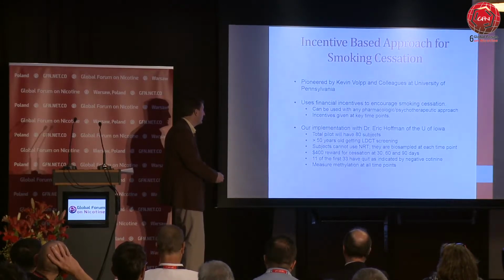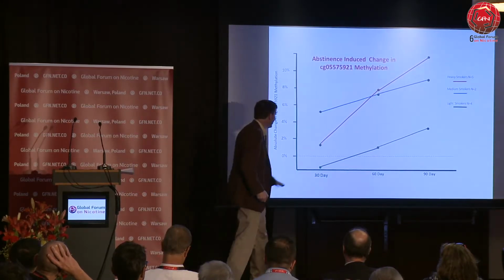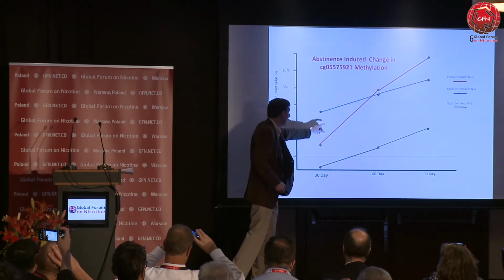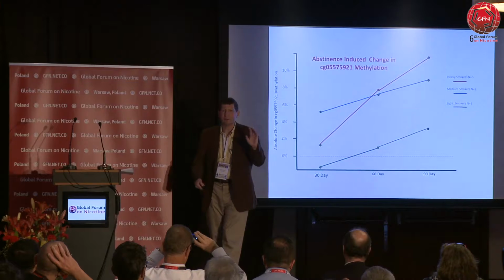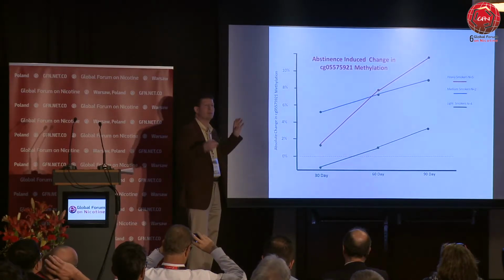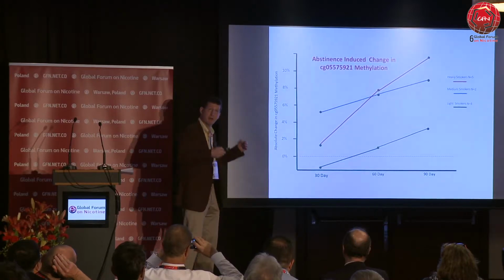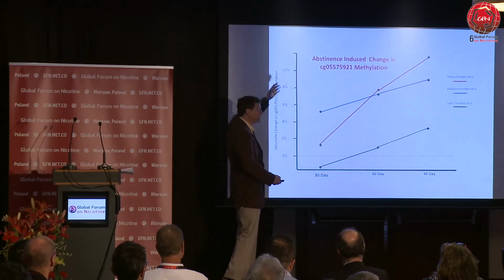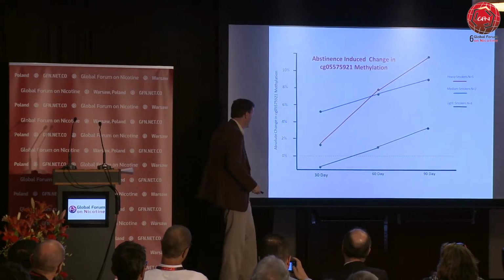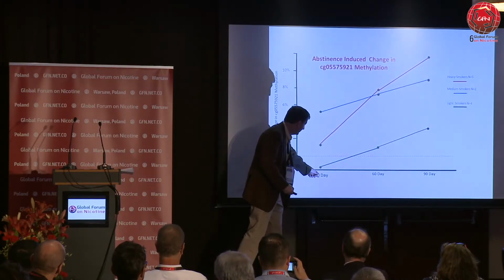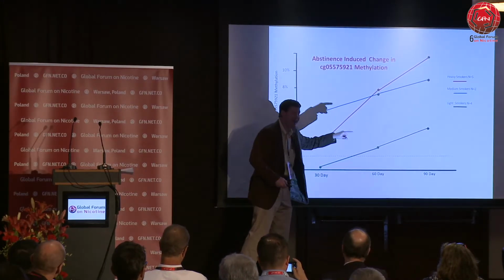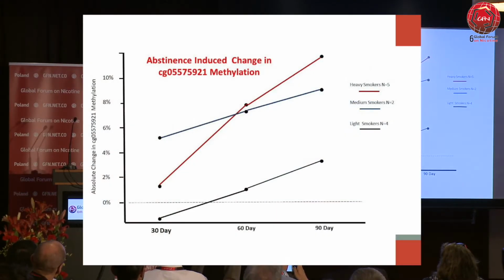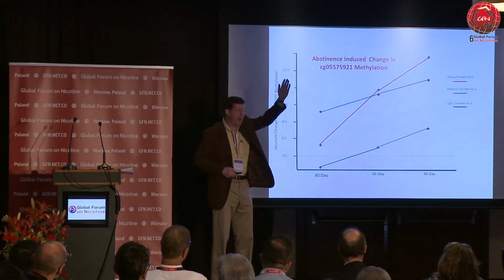What do we see with respect to methylation changes? These are the results for light smokers, heavy smokers, and medium smokers. And remember, this is only a few subjects. But what we see is the reversion process is dose dependent, but at the same time, it is fairly rapid. On this axis is the percent change in methylation, and on this axis, we see the average methylation changes at 30 days, 60 days, and 90 days after nicotine verified smoking cessation. And not surprisingly, the more you are down in methylation, the more you bounce back.